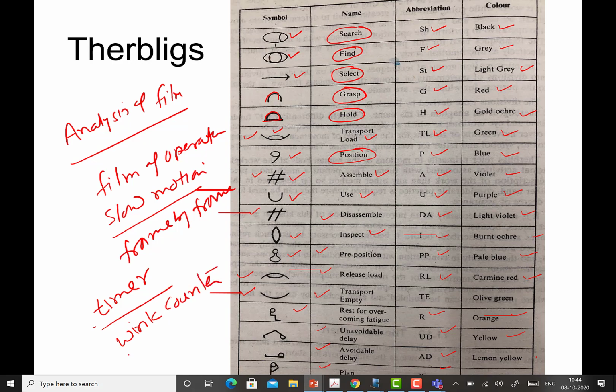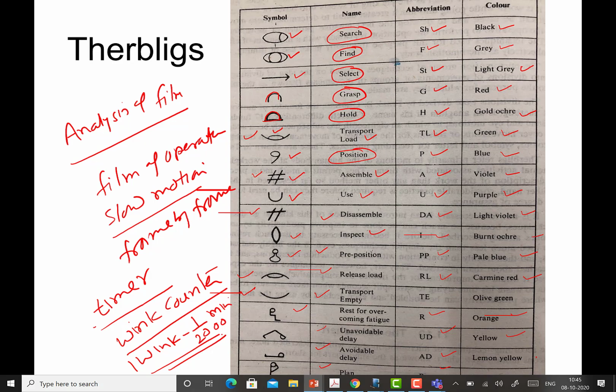Okay, so wink counter gives the number of winks, where one wink is equal to 1/2000th of a minute. Earlier wink counters were used as a timer, but nowadays it is in seconds or fractions of a second to count the time being taken in certain activity.